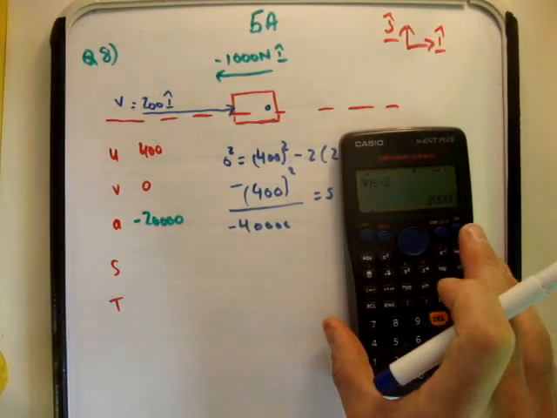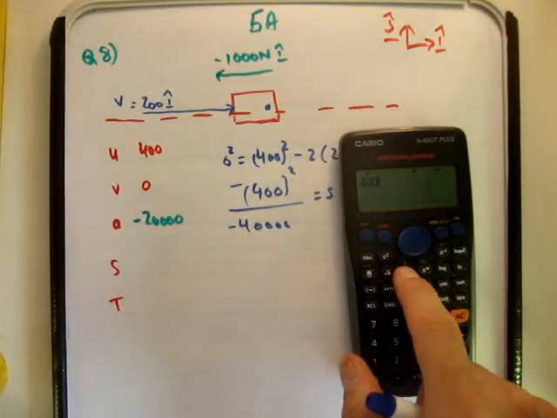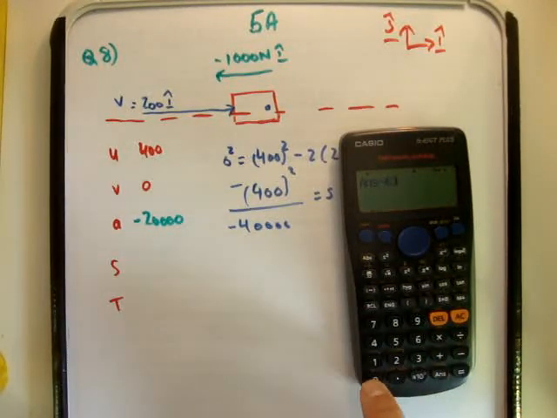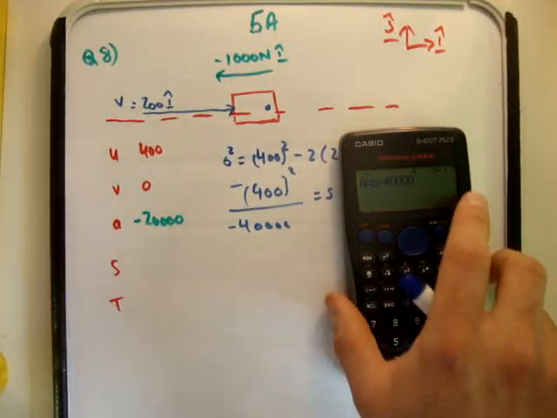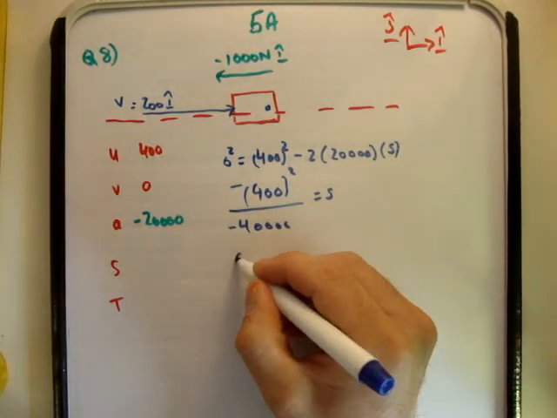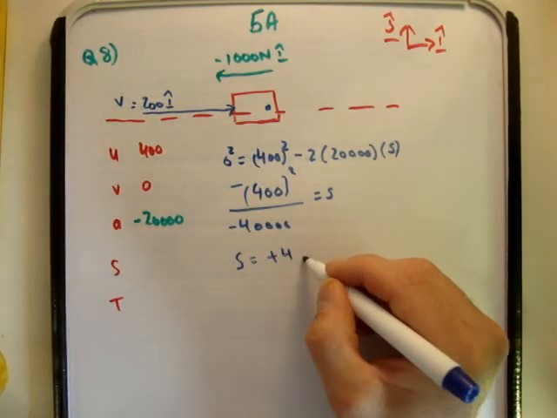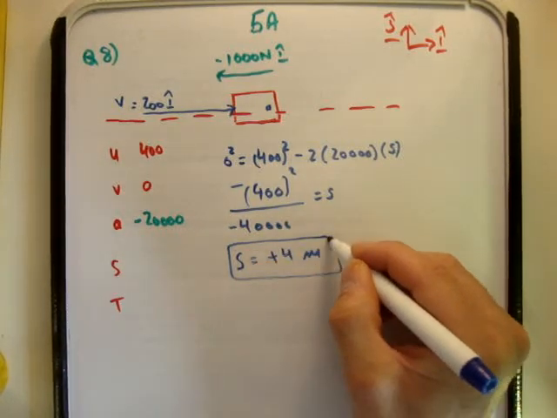Alright, so let's just do this on our calculator. So we have 400 squared divided by 40,000, and we get a distance of 4 meters, where s is equal to plus 4 meters. And that's correct.